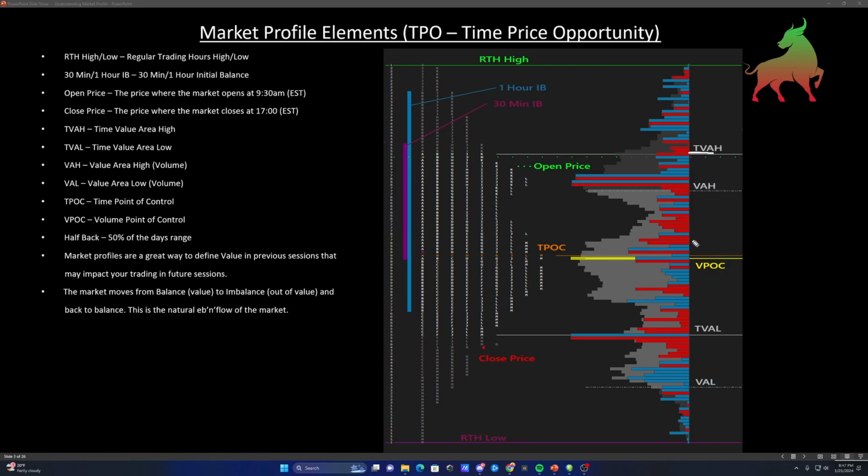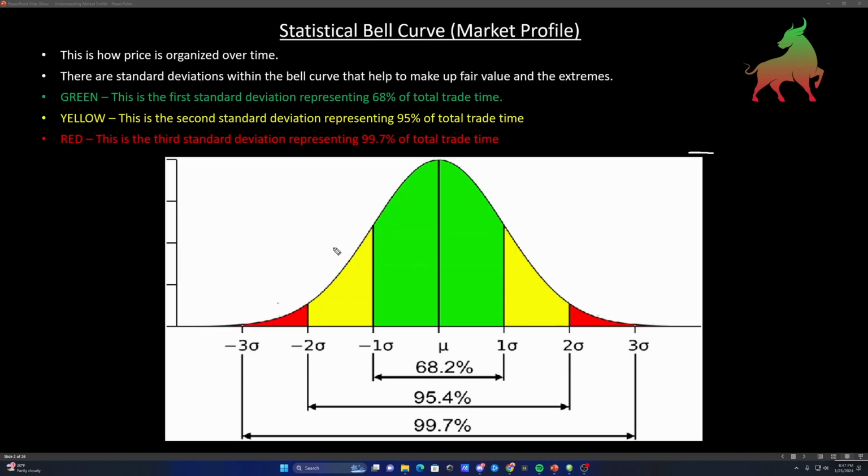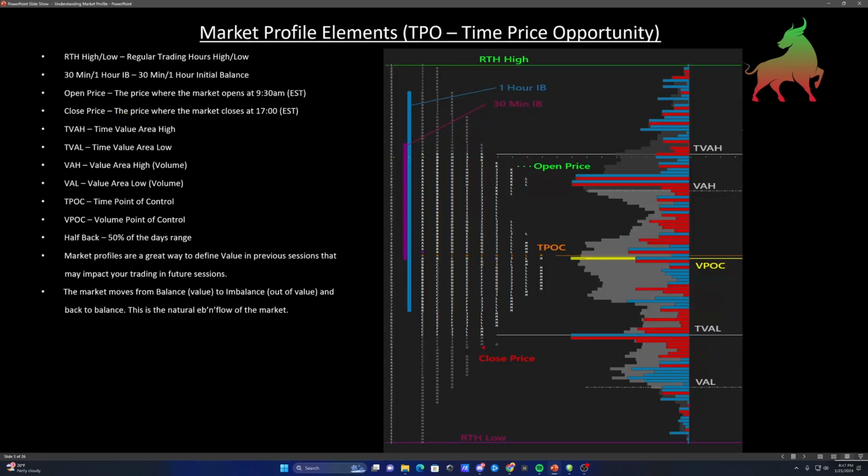The value area high and low, this is your first standard deviation. We talked about that on this slide here. Standard deviation number 1 is all of this green. 68.2% of total time spent between time value area low and time value area high, okay? You can see on my chart here, on my profile, all of the white letters equal price within the value area high and low. This makes up 68.2% of total time traded on the day.